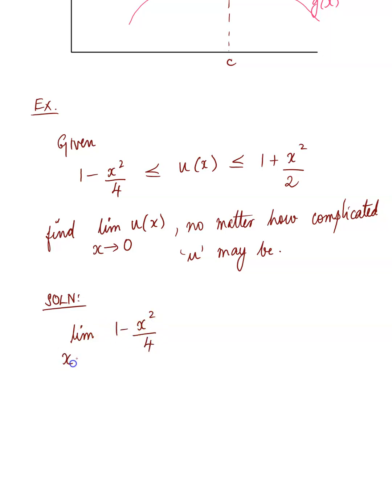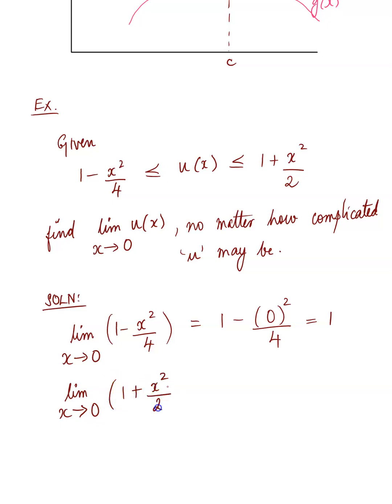So this is when x approaches 0. Because of the setup, you can directly plug in 0 for x. So 1 minus 0 squared over 4 comes out as 1. Now, apply the limit for the other end, and if that also gives you 1, that is wonderful news, because then we could use the Squeeze Theorem here. So 1 plus 0 squared over 2. Wonderful. That gives us a 1 too.